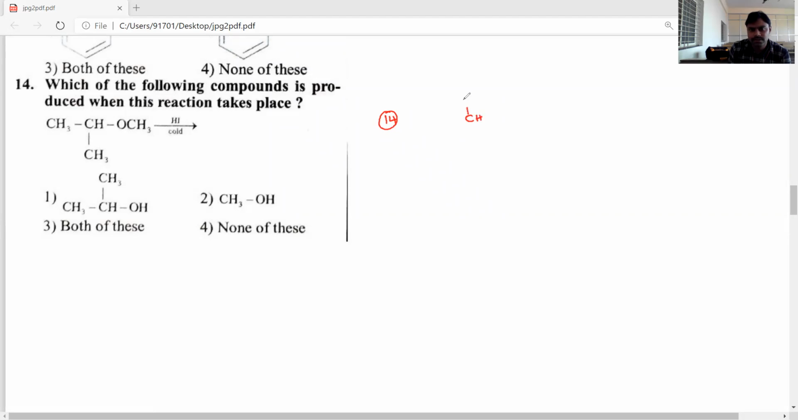Isopropyl group is present. Okay, this is an isopropyl group, a secondary alkyl group, and the CH3 group is a primary alkyl group. The cleavage is with HI. So this cleavage takes place according to the SN2 mechanism only. Why? I said, dear students, when in ethers one of the alkyl groups is tertiary, then only SN1. In other cases, SN2 only.